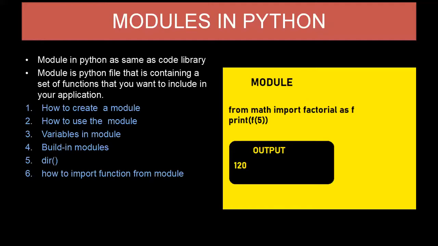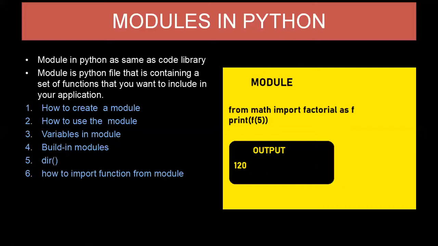Alias is used here because if you want to rename some function or a module name, you can use as. So for aliasing or renaming a module or a function name, we use as. So here we are renaming the function name factorial as f. So in the next line, we are printing the factorial of the number 5 and the output will be 120.